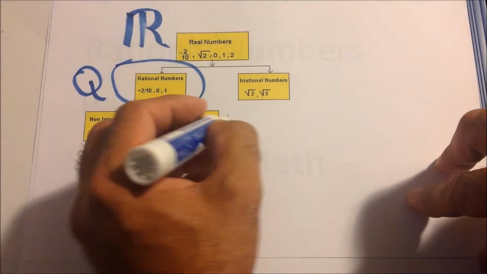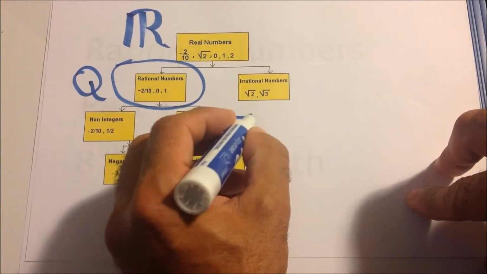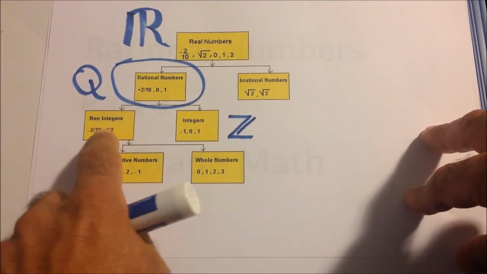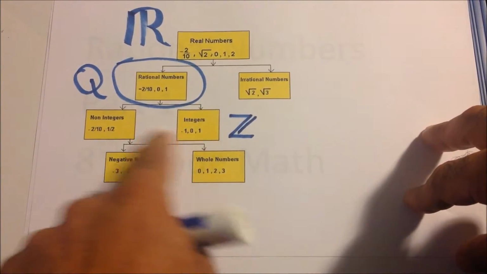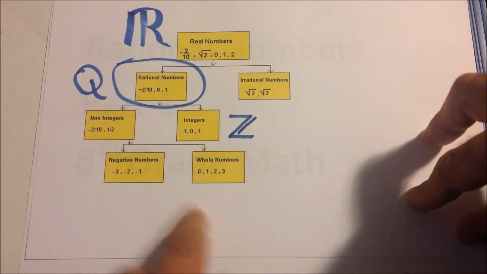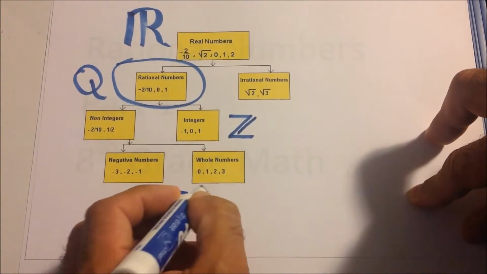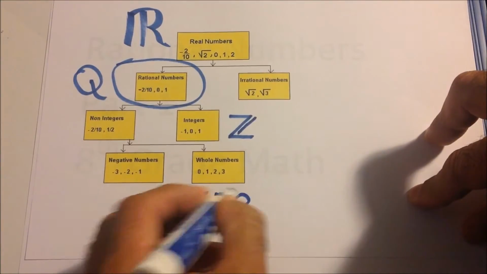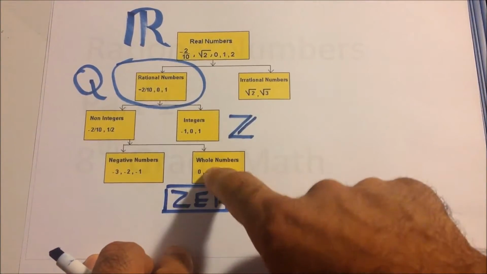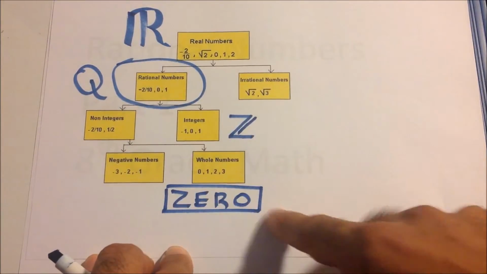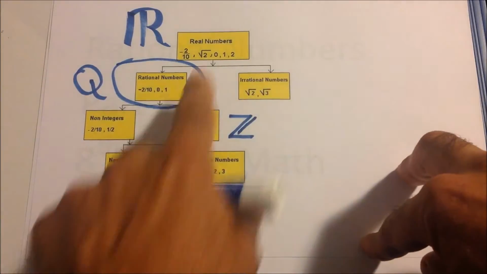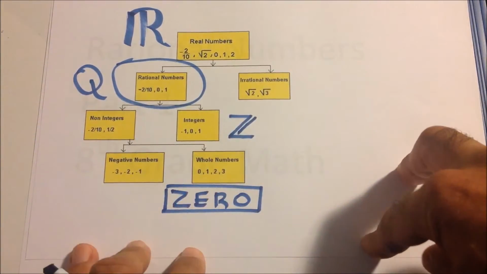Then there's, of course, the integers, which some use a Z for Zahlen. It's a German word for integers. We have the non-integers, which are fractions and decimals. We have our whole numbers. We have our negative numbers. We also have 0, because 0 is not a natural number. It's a whole number. But some people put 0 by itself. And, of course, 0 is not negative. So we have our list here of our numbers.